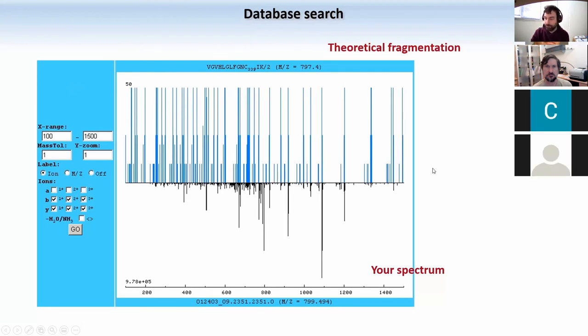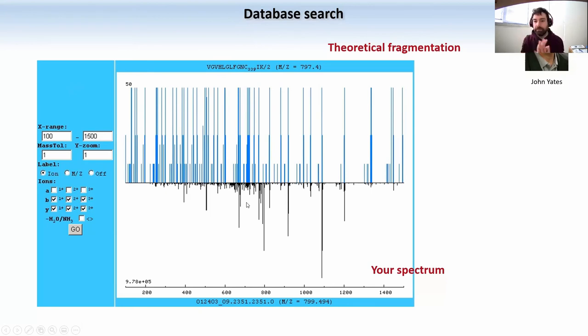And then, when this theoretical fragmentation pattern matches with a certain efficiency, with a certain score, your observed spectrum, that's when you have an identification. That's when you say, okay, this spectrum is this peptide sequence right here. Obviously some matches will be more accurate, others will be more noisy. So in the end, the software provides a score of how good this match is.